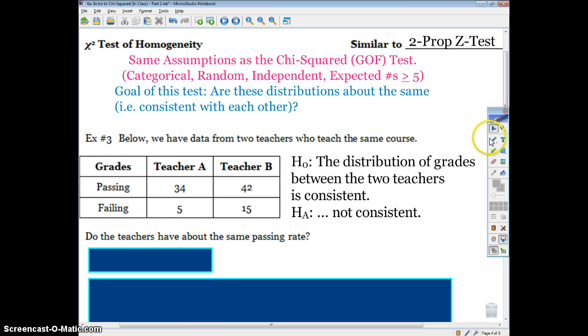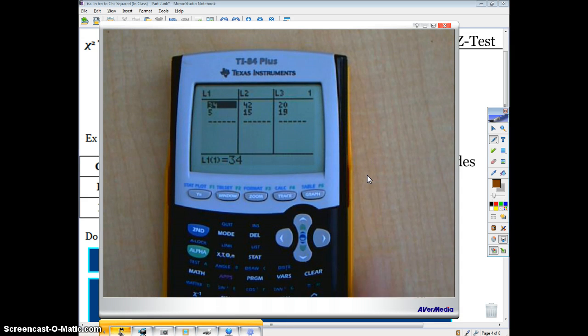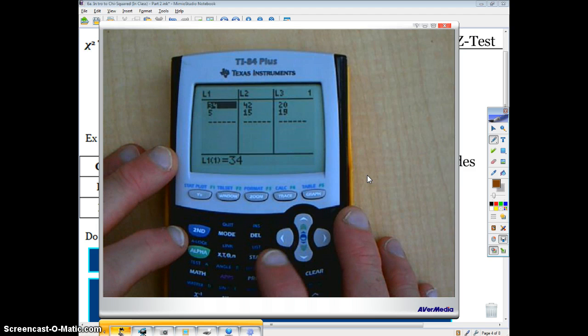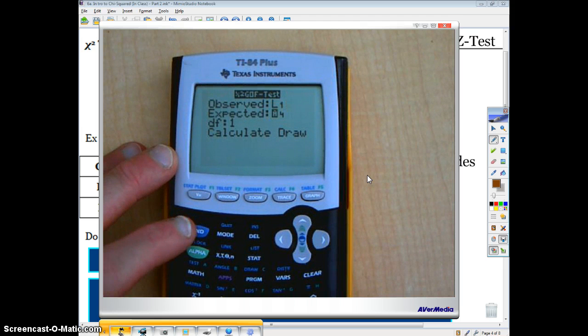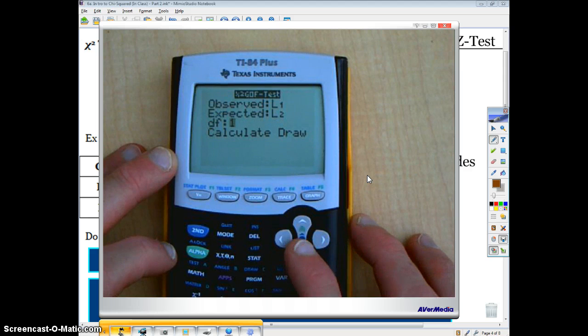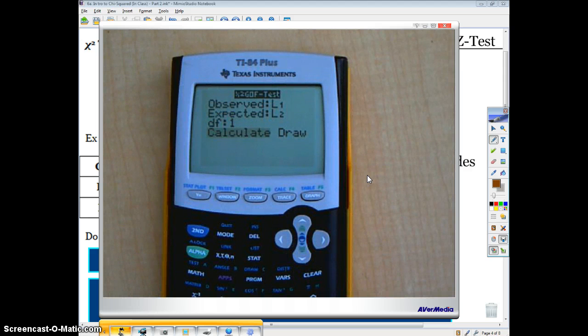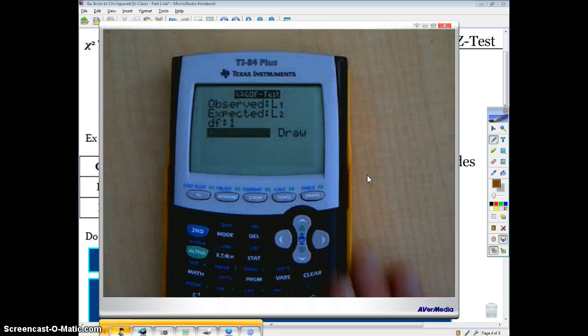So below, we have the data from two teachers who teach the same course. So the null hypothesis is the distribution of grades between the two teachers is consistent, meaning close enough. Now, if we reject that, that means they are not consistent, which means they are not close enough. All right, so I've got my data in there, okay? And we do this test the same way we did yesterday's, the goodness of fit test. You just got to make sure that you plug in the correct number. And remember, the degrees of freedom, the DF, is k minus 1, the number of categorical data categories minus 1.